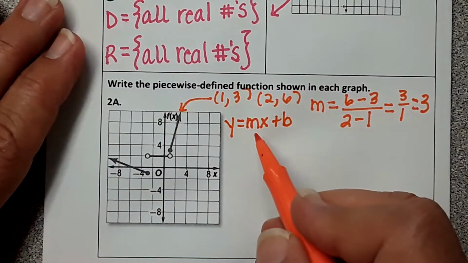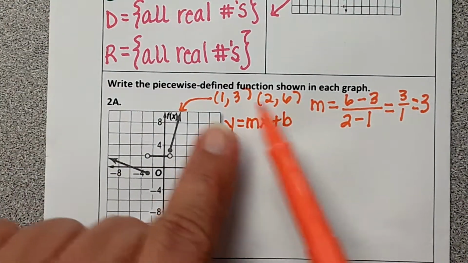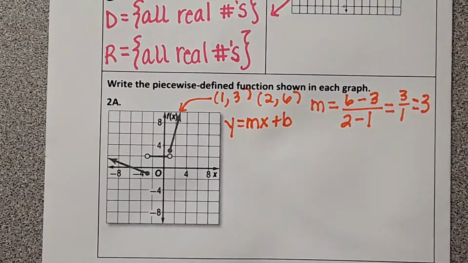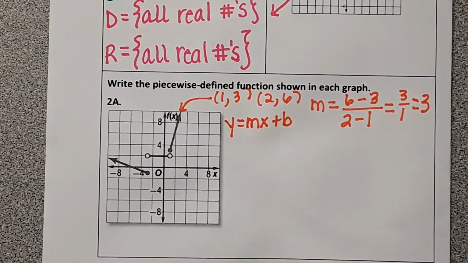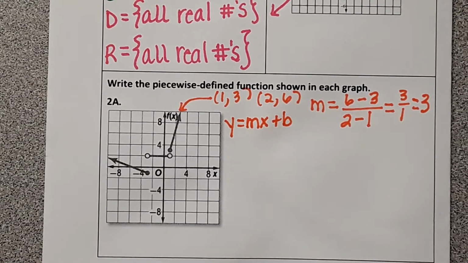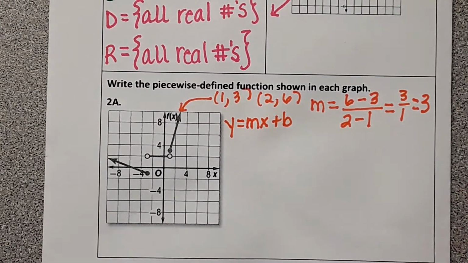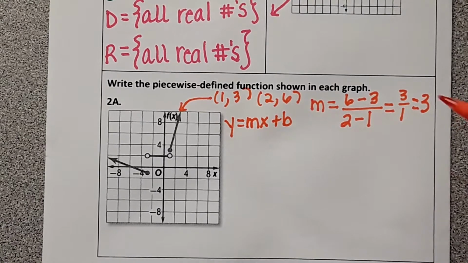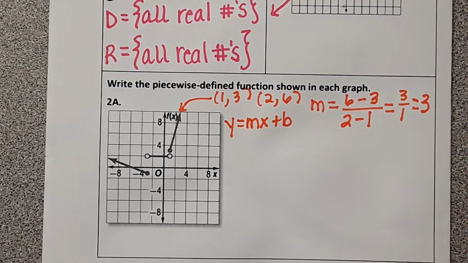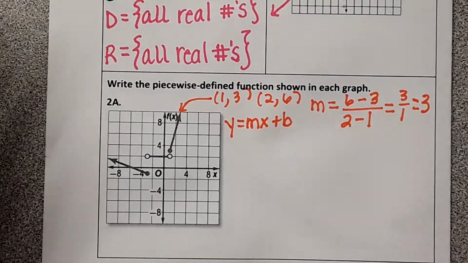I know m is 3, so I'm going to use one of these points to find my b. Yesterday in the video, I said you could do it either way. You could put it in point slope form, or you could put it in y-intercept form. I used to always put it in point slope form. I loved point slope form, but then one of my kids, when I taught Algebra 2 a couple years ago, said, why don't you just do it this way? I started doing it that way, and now I just do it that way. It's really up to you.